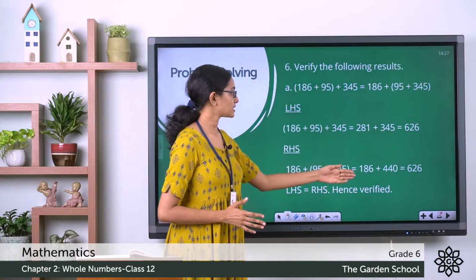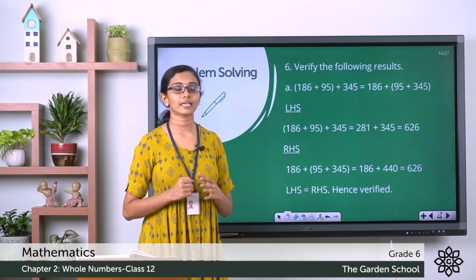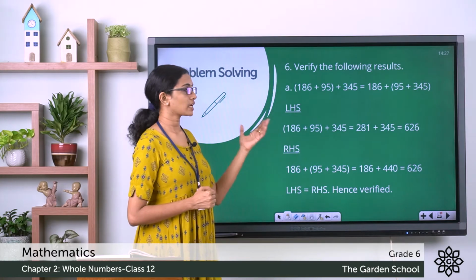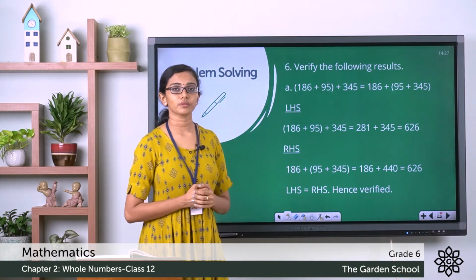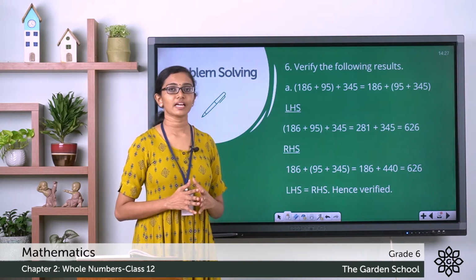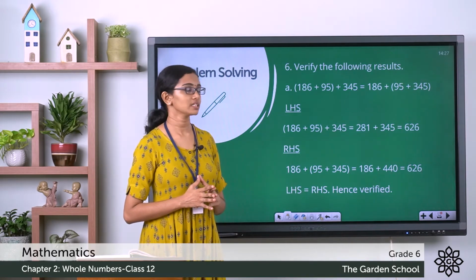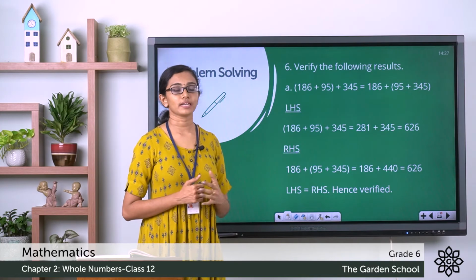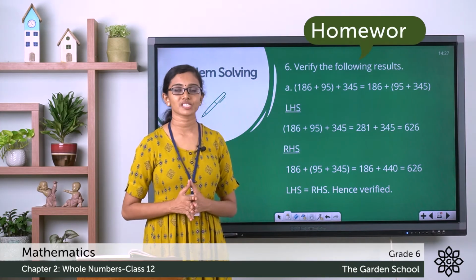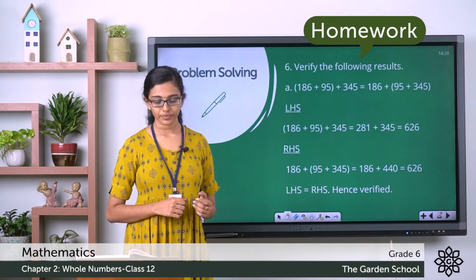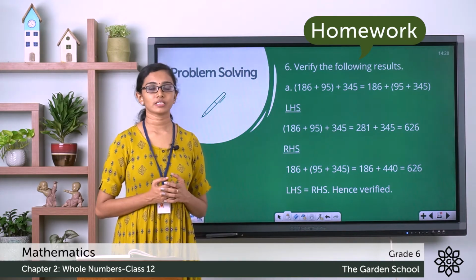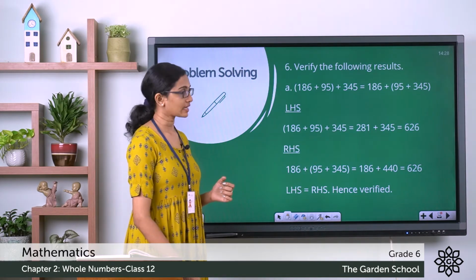So on the left hand side and the right hand side we got the same sum, even when we change the way the addends were grouped. So the left hand side and the right hand side are equal. They both give the same end result and hence we verified the result. So I hope this is clear to you. In the same way you have to work out the next question as well. Now let's discuss the next one.